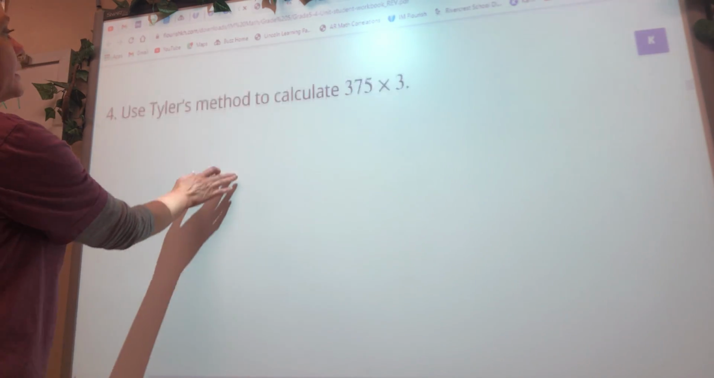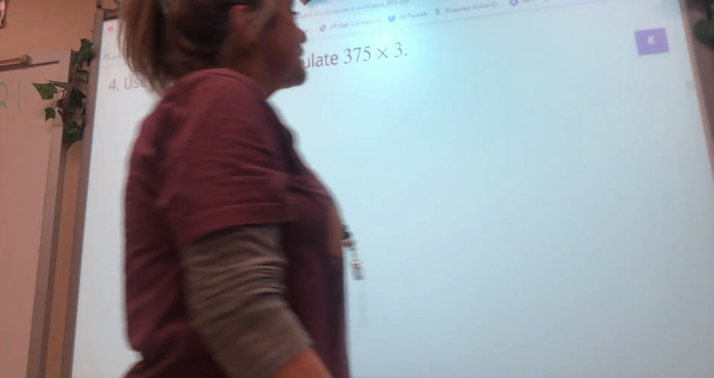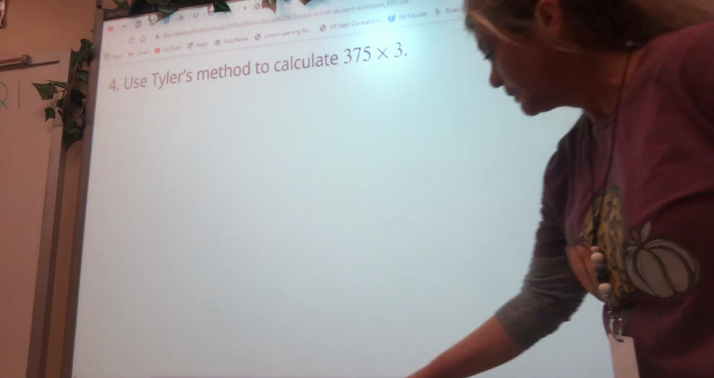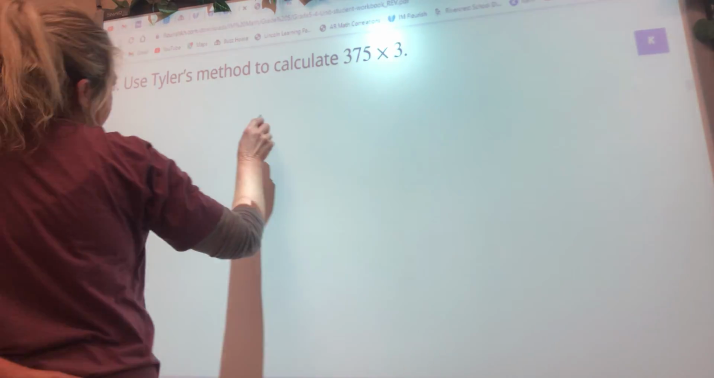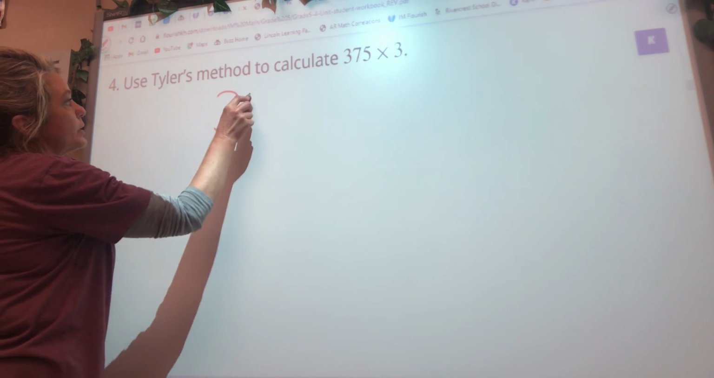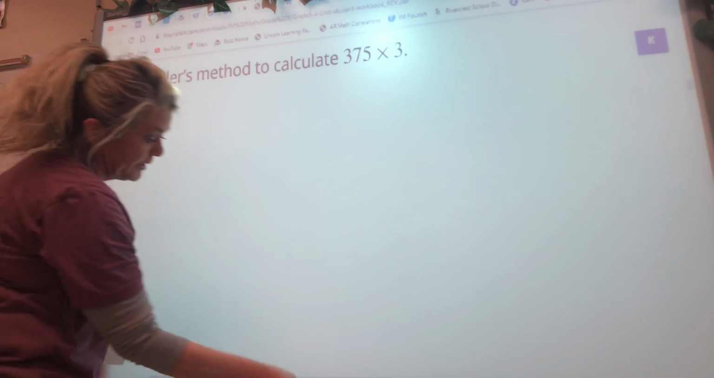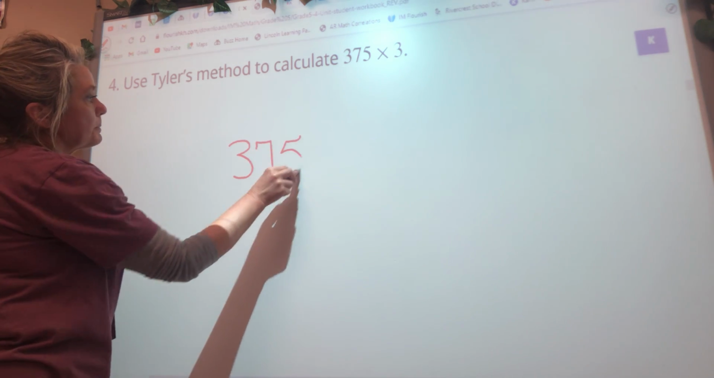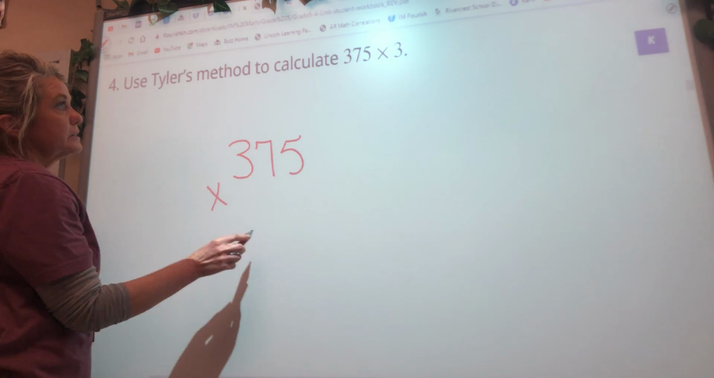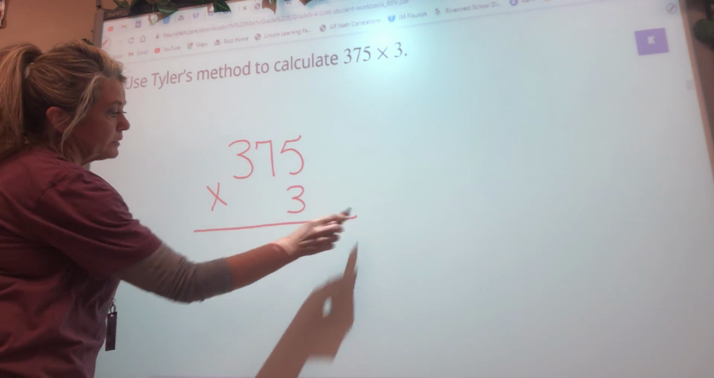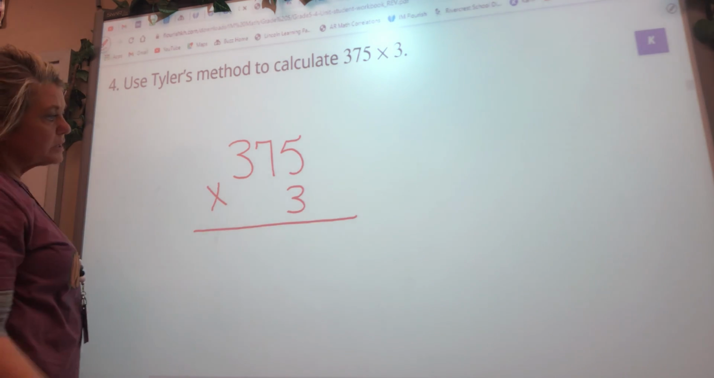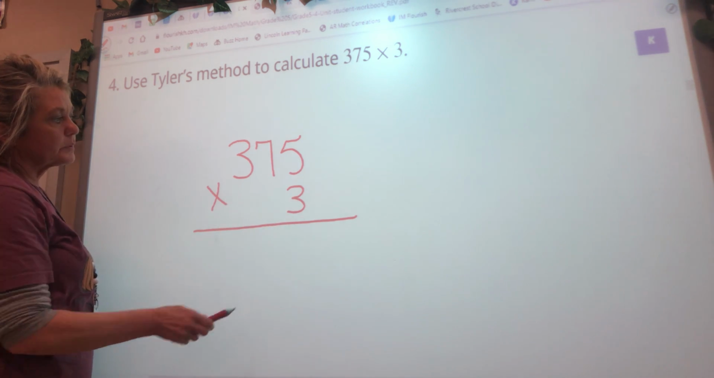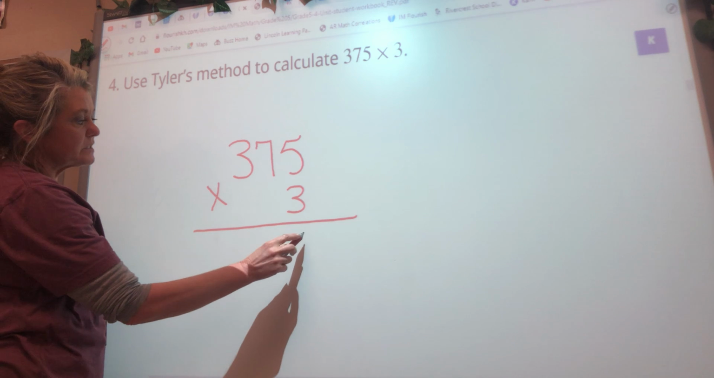We already talked about that, okay? Now it says use Tyler's method to calculate 375 times 3. So remember, we always stack them on top of each other, and let me move that down a little because we're going to have to carry. Always put the largest number on top. So we have 375 times 3. We start with what's in the ones place and multiply it times each number on top. So we have 3 times 5 is 15.